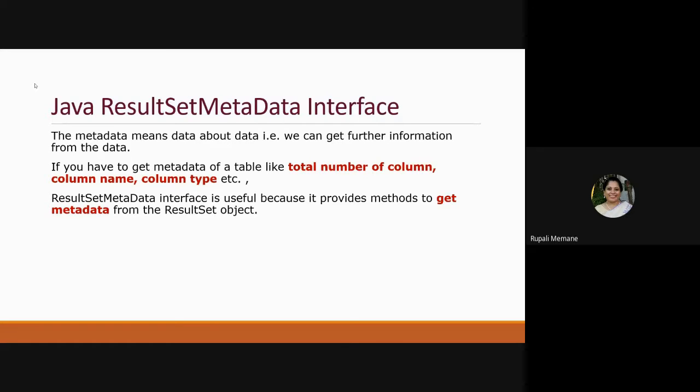Fine. So metadata means data about data. That means we can get more information from the data. So if you want more information like the total number of columns present in the table, what are the column names present in the table, what is the data type of the column, and so on. So more information about the data, not actually the data, but more information specifying what is stored in the table. Right?